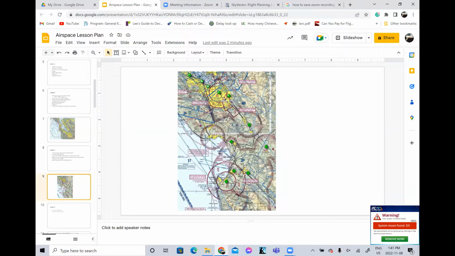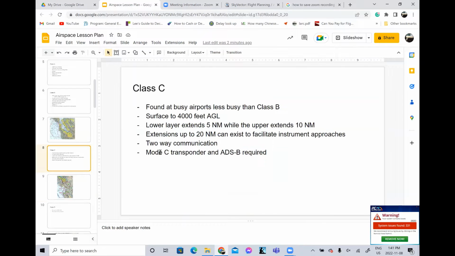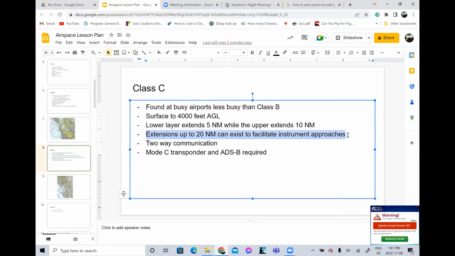a 5-mile ring and a 10-mile ring. And then it could also have extensions up to 20 nautical miles out to facilitate instrument approaches. And this last point right here is not going to be a factor for us.